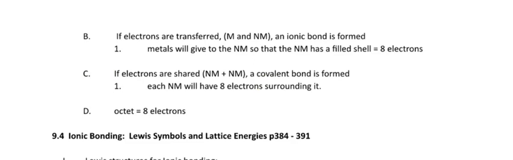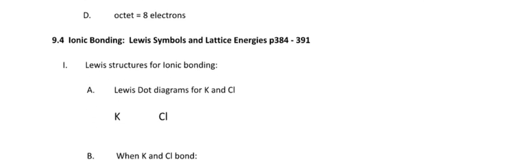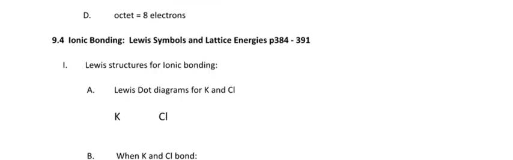Okay, so let's go back and look at this. So ionic bonding, what happens? The metals are going to lose and the non-metals are going to gain. So what I'd like to do first is go back and talk about valence electrons. How many valence electrons does potassium have? Do you remember? Well, look at your periodic table. It's in the first column. It has 1 valence electron.